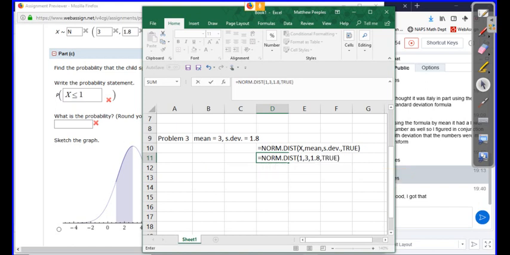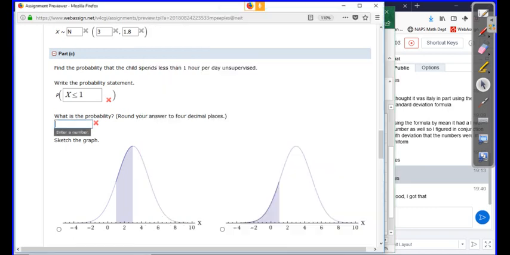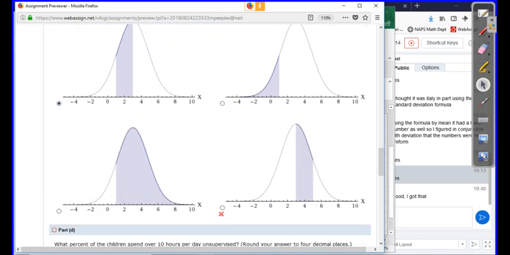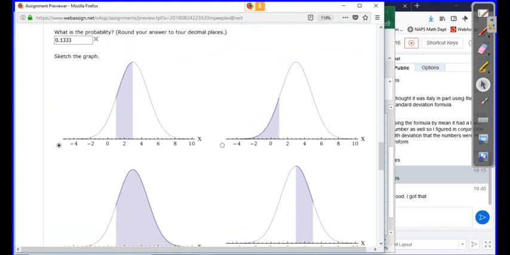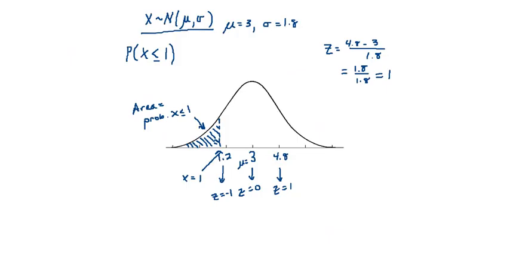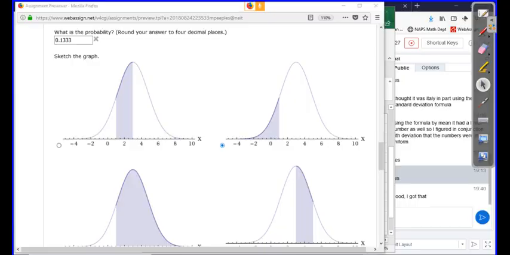And this is going to give us our probability that x is to the left of that 1 hour mark. And in this case, that's 0.13326. It wants you to give it to 4 decimal places, so we're going to put 0.1333. And we're going to have to pick a graph to demonstrate what that means. We see that this graph right over here is the one that looks the most like what I was trying to draw on my board right here, right? So that's the one that we're going to use.